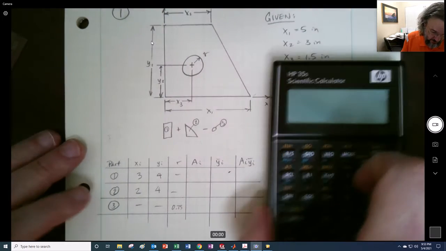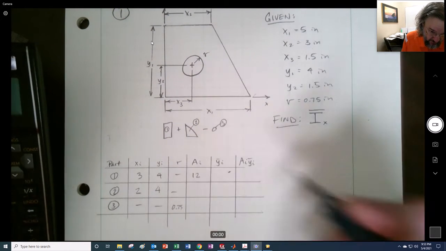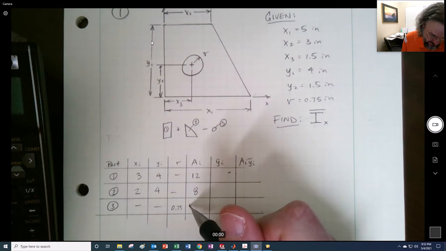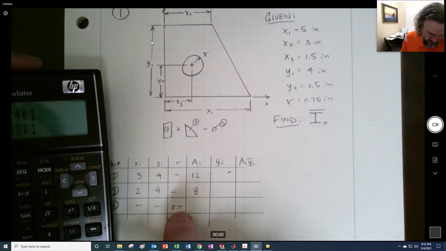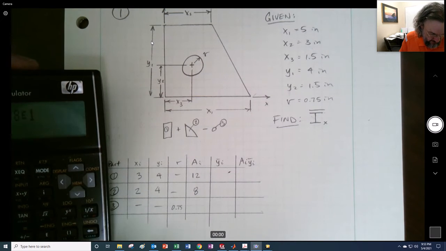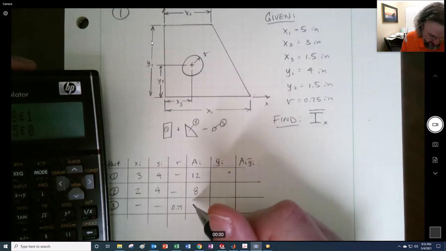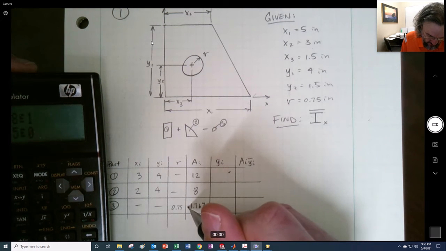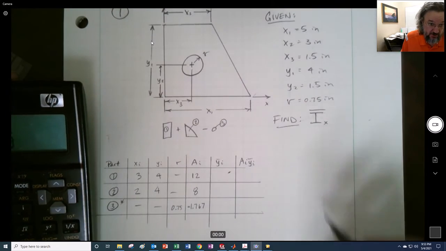So we want to get the area, and I could do 3 times 4. I believe I can do that. I think so. 12, and this is 8, and this is going to be pi r squared, so 0.75 squared times pi, we get 1.767, and remember it's negative because we're subtracting it. I'll even put a little asterisk next to it to mark it as subtracted.